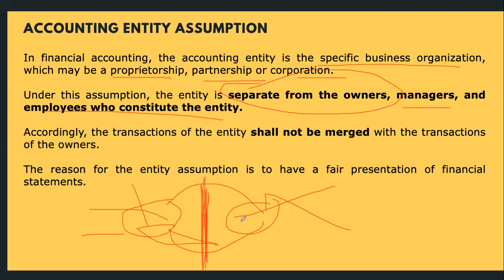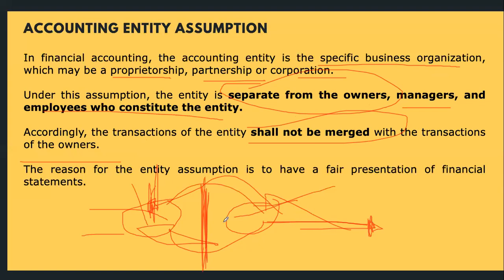Don't mix them up. It is not allowed if, for example, you bought a car for personal use, not used in the business, but you recorded it here. That's wrong. You're violating the accounting entity assumption. If the car is for personal use, then it is yours. Don't account for it in your business. So that is the separate entity assumption, or accounting entity assumption, or economic entity assumption. Accordingly, the transactions of the entity shall not be merged with the transactions of the owner. So again, don't mix them. For those people who are in business, that practice is wrong.